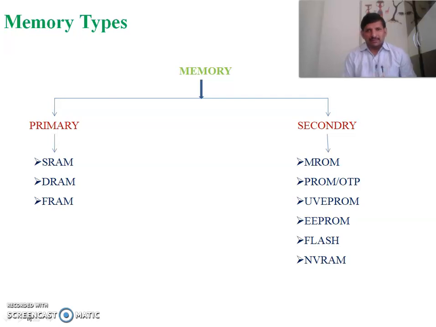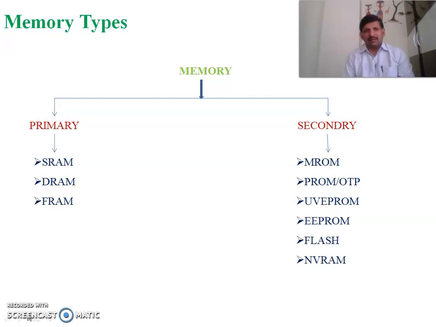Memory types. Memory devices in embedded systems are used to store information, like our brains, for storing the code or data. Here, the information, which may be code or data, will be stored temporarily or permanently. Temporarily, in the sense that whenever the power is turned off, the data will be erased. This type of memory we call primary memory.